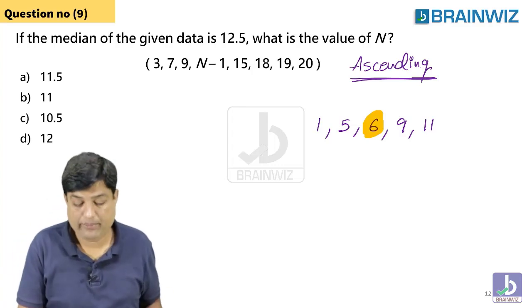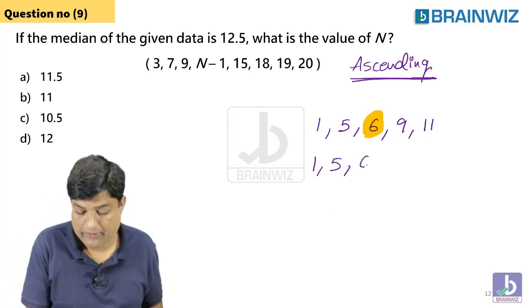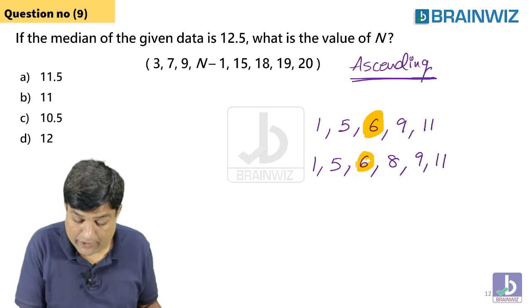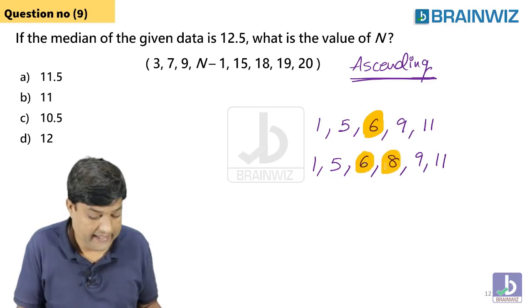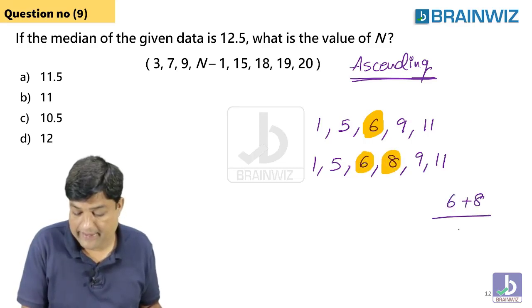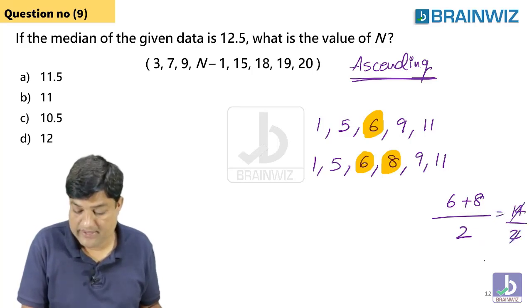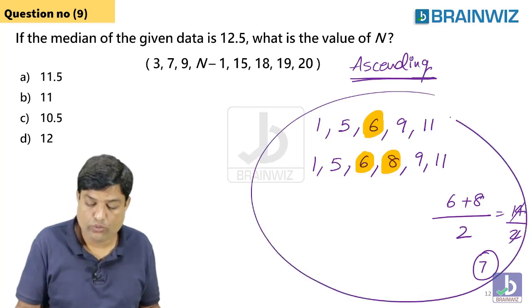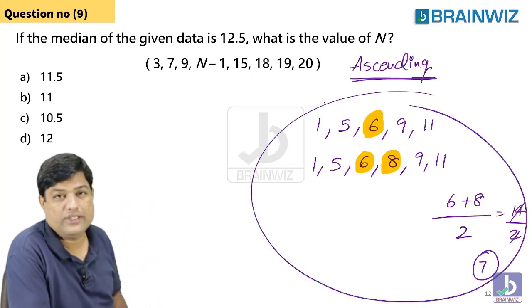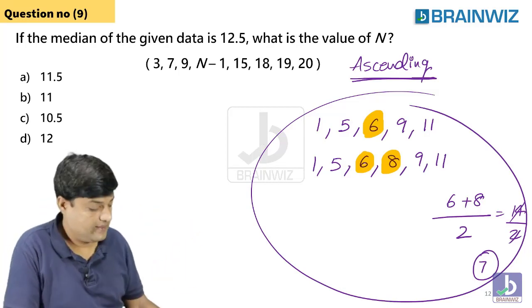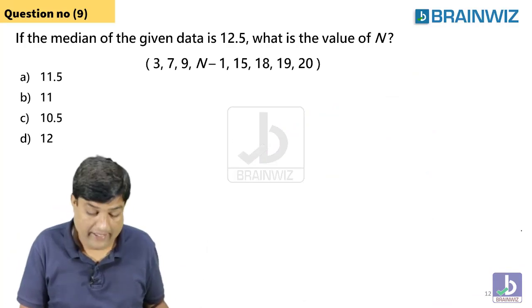In case you have got 6 values, for example, you have 1, 5, 6, 8, 9 and 11. What is the median? Median is nothing but the average of the middle two, this 6 and this 8. That is 6 plus 8 divided by 2, that is 14 divided by 2, which seems to be 7. So median is 7. I believe you people have understood this with this short logic. Median is nothing but the middlemost number when we are arranging them in ascending order. Don't forget this.